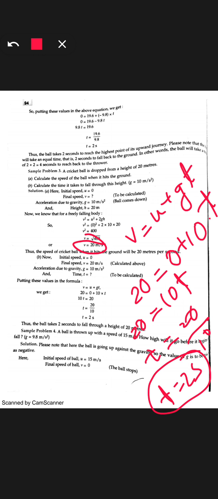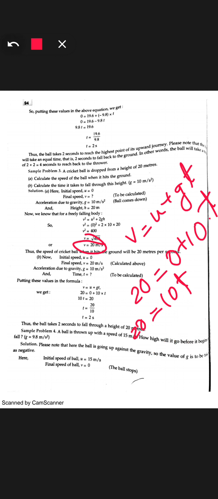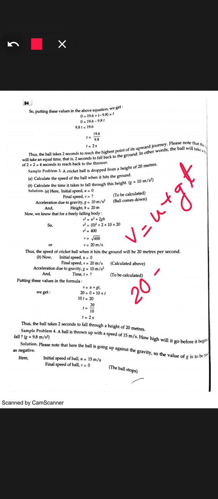So by using the third and the first equation, we have found the final velocity v, and the time taken, that is t, by the body to reach the surface or to strike the ground. Okay, so now you may have got the topic, how we have to use the equations for freely falling bodies, right?